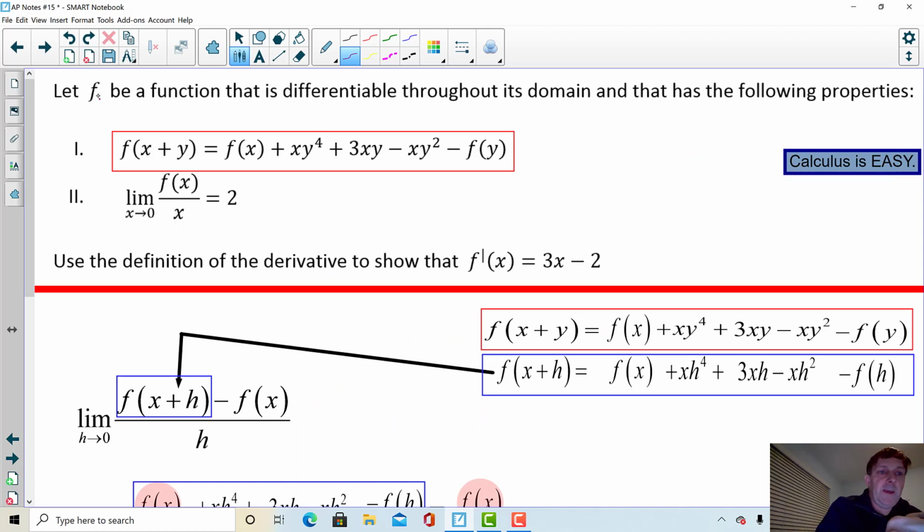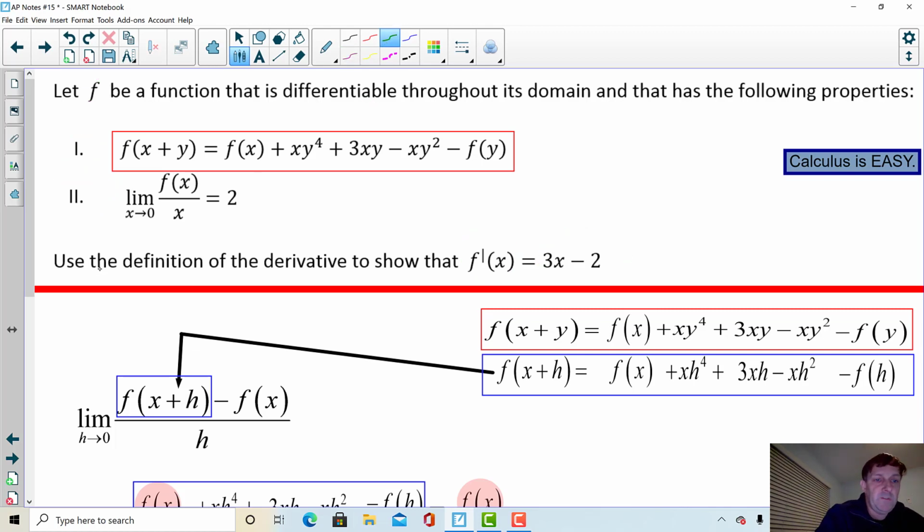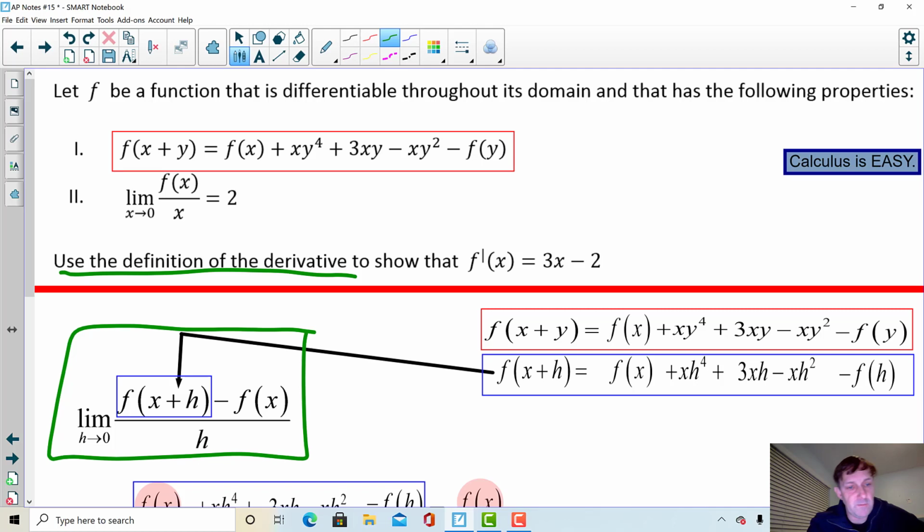Okay, this one's telling us that f is a differentiable function. So that means the derivative is going to exist. And they give you a couple of properties that's going to help you find your final answer. But basically, they want you to use the definition of the derivative to show that your derivative is 3x minus 2. Okay, when they say to use the definition of the derivative, you're going to start with the most common one. The limit as h goes to 0 of f of x plus h minus f of x all over h. Now I want you to notice we know what f of x plus y is, and we need to find out f of x plus h.